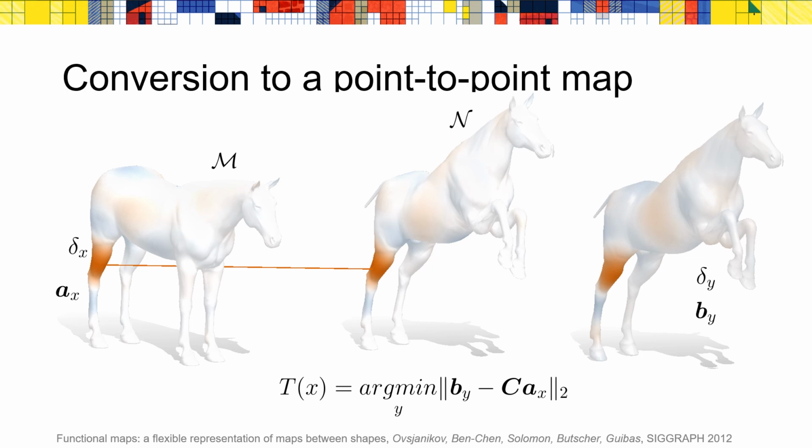I would highlight that this problem can be solved as a nearest neighbor problem in the space of the coefficients of the delta function defined on the surface N, and we want to find the nearest neighbor to the image, through the functional map C, of the delta function delta x.